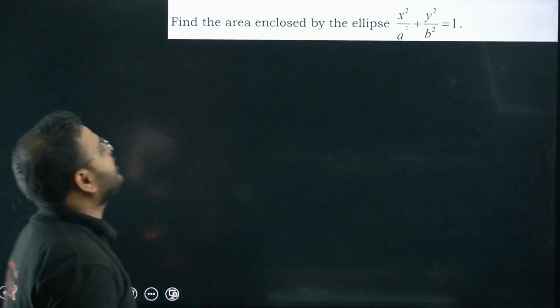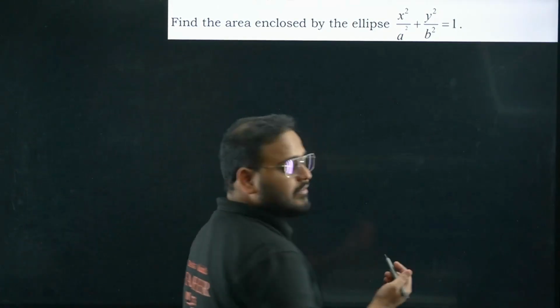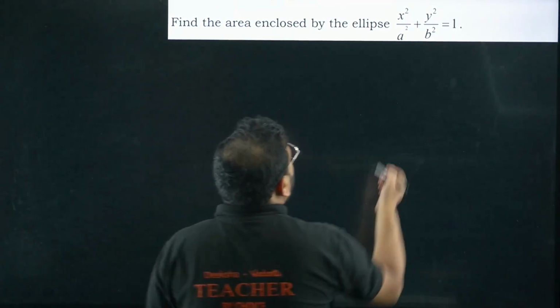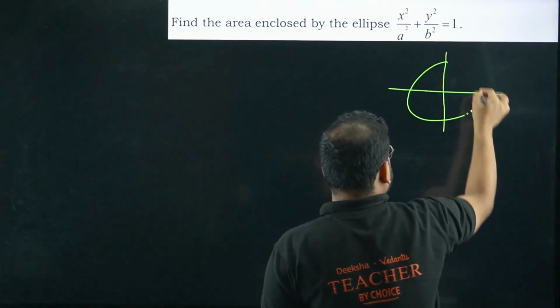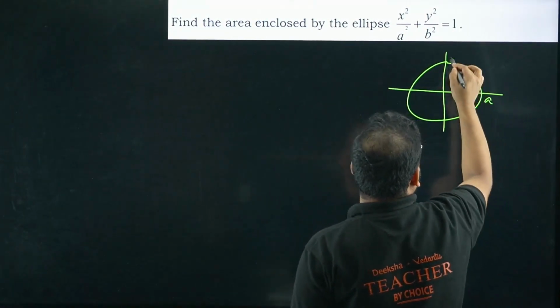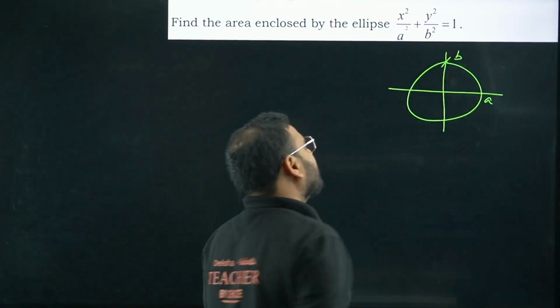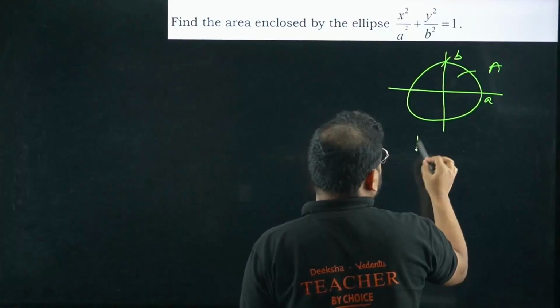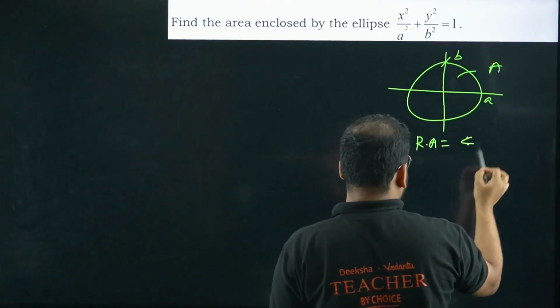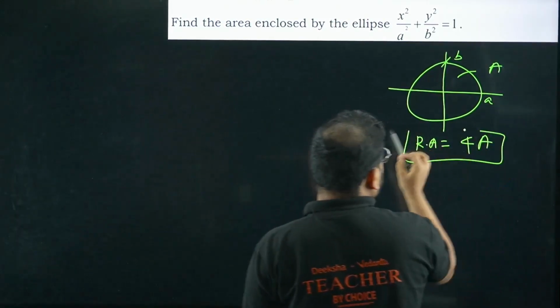Next question. Find the area enclosed by the ellipse. It's a derivation actually. How do you find that? Make the subject as y. First draw the ellipse. This is the major axis, so a. This is the minor axis, so b. So let's take this area to be small a. Our required area will be nothing but 4 times the small area.